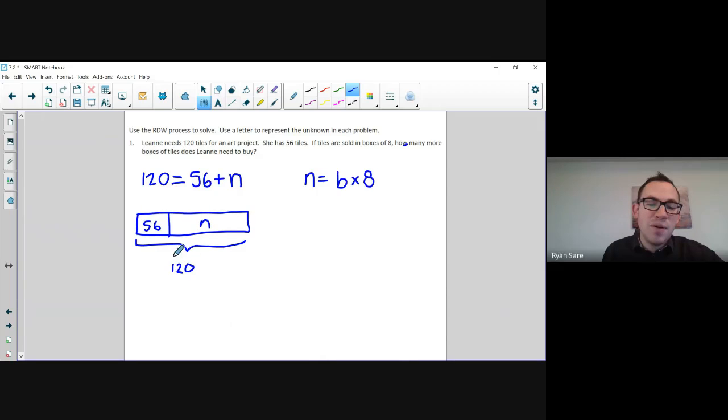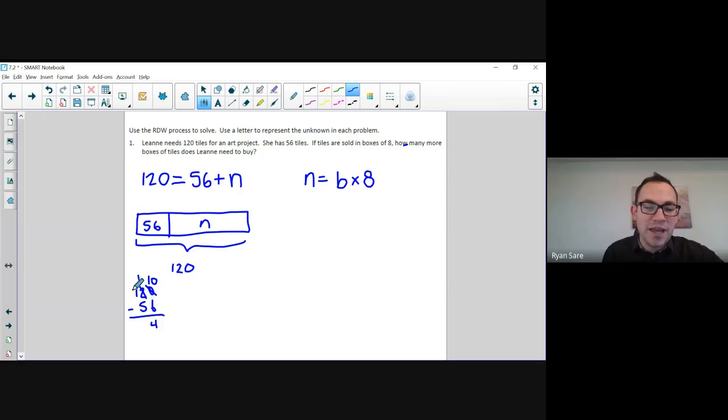So I can take away from 120 to find out how much this is. I can figure out what number I would add to 56 to get to 120. Let's go ahead and do subtraction though. So 120 minus 56, I'm going to need to make an exchange. I'm going to take a 10 and turn it into 10 ones. 10 minus 6 is 4.